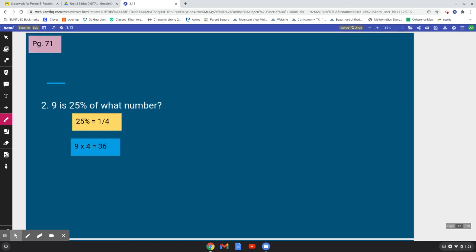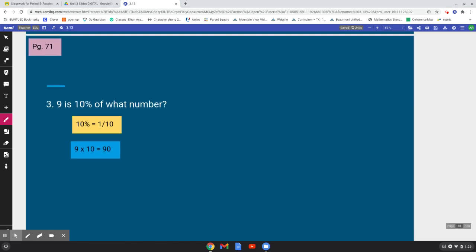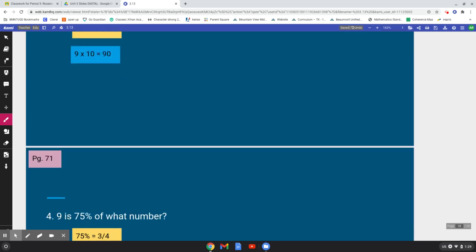All right, so now 9 is 25% of what number? Remember, with 25%, you're dealing with a fourth, or the number 4 is how I remember it. So you can do 9 times 4, which is 36. So 9 is 10% of what number? With 1/10, you're dealing with the number 10, right? So 9 times 10 is 90. And I know for most of you, that's just mental math. You know that it needs to make 100%, so that's just kind of obvious.